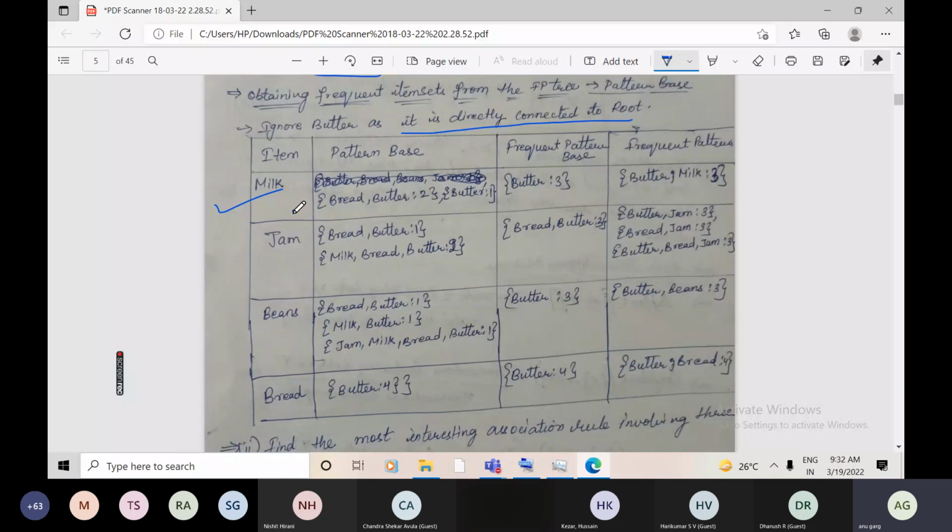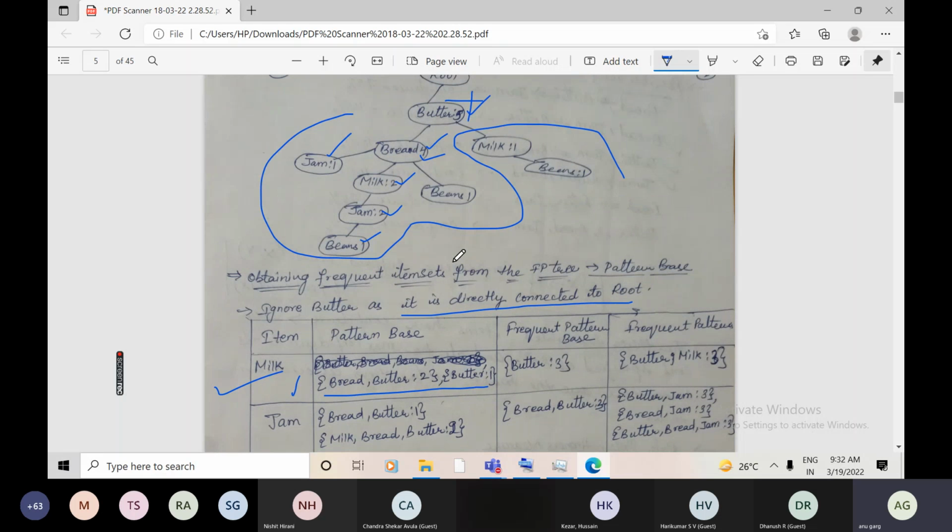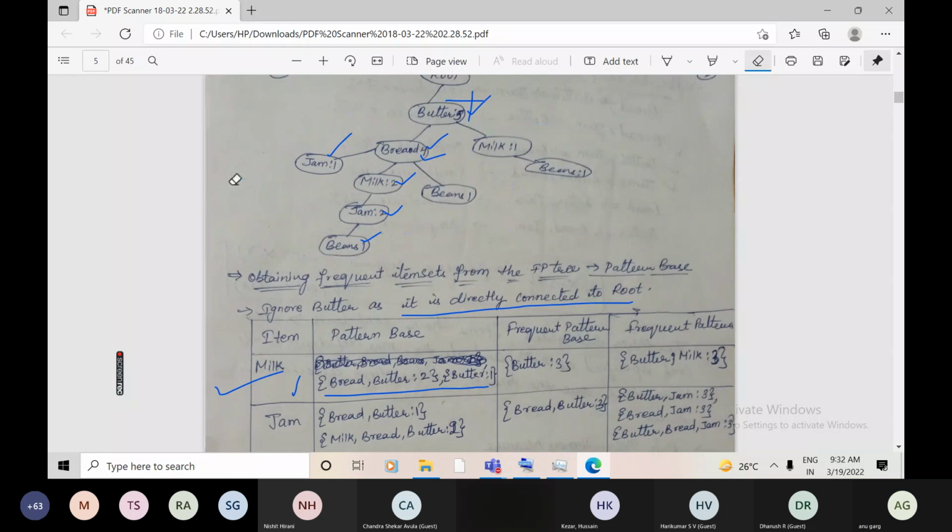Next, take item milk. Now what are the different patterns with milk that we are forming? We will see that. If you see here, milk is connected to bread and butter, and milk is connected to only butter. So first bread, butter, support count of milk is 2 here. So 2. And here it is connected to butter, support count is 1. So 1. Now the common between these two is butter. So the support count will get added, 2 plus 1, 3. And then finally in your answer, you join milk, butter and the support count will be 3. So this is one frequent pattern.